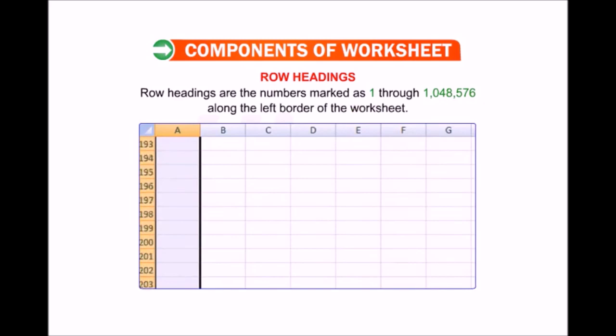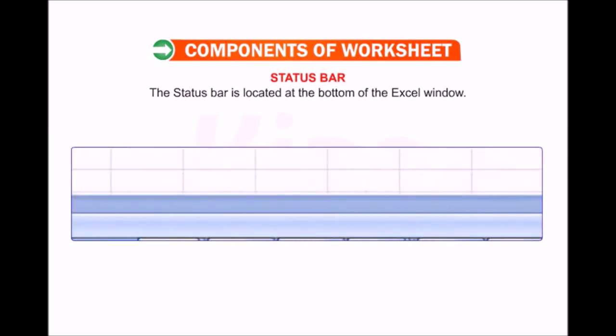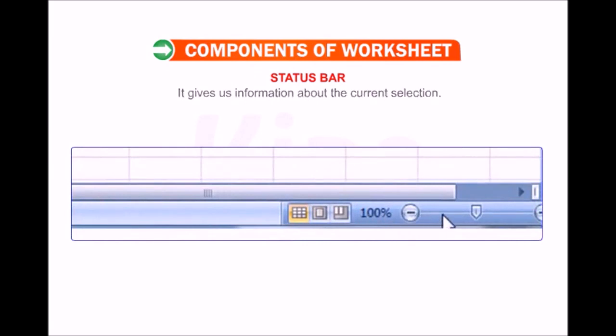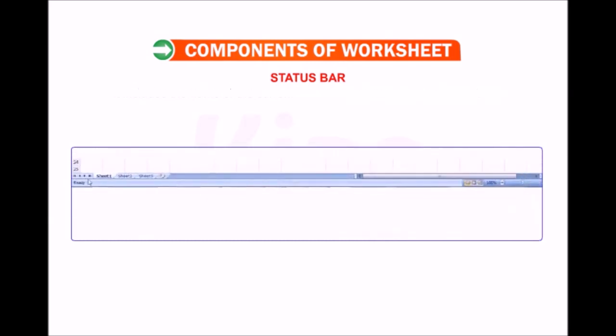The status bar is located at the bottom of the Excel window. It gives us information about the current selection. It includes the name of the currently selected command or current activity. It also displays warning messages.